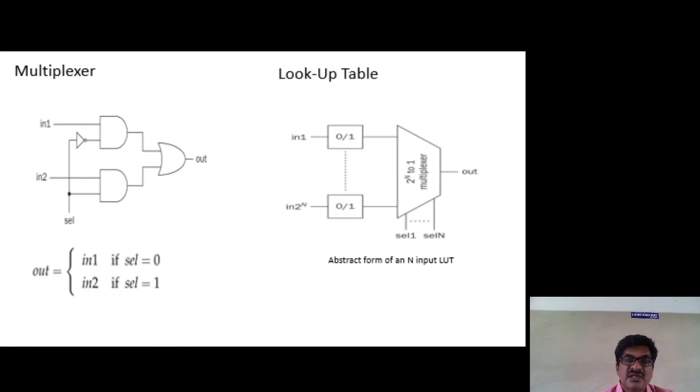So if the select line data is 0, the first input is connected to the output. Similarly, if the select line value is 1, the second input is connected to the output. Clear? So that is represented here: out equals in 1 when the select value is 0. The output is in 2, that is the second input, when the select value is 1. Like that the multiplexer works; see the operation and realization.